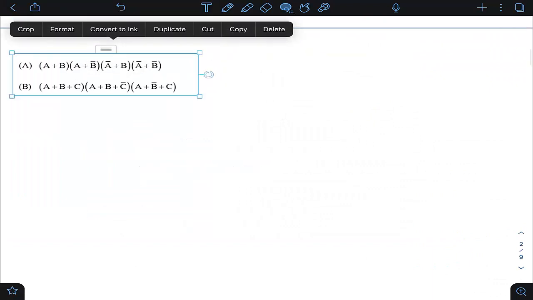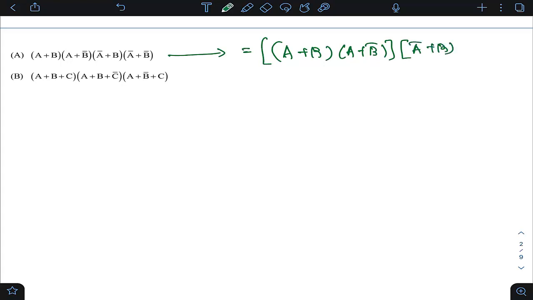Okay. So in the first case, a plus b added with a plus b bar, then it is a bar plus b, then it is a bar plus b bar. So this one I can write as a plus b with a plus b bar. Let me put a bracket here. Similarly, a bar plus b and a bar plus b bar. Let me put a bracket here.